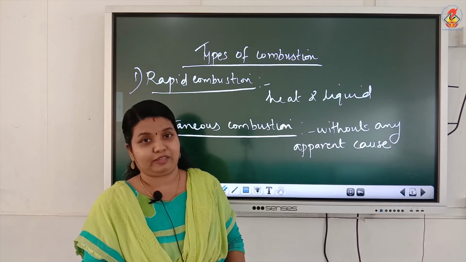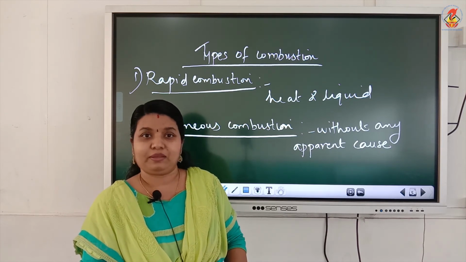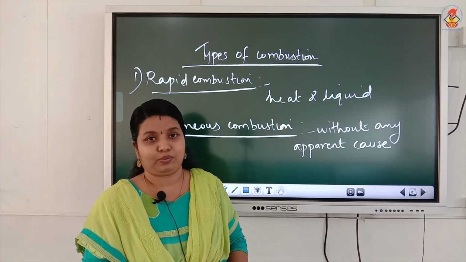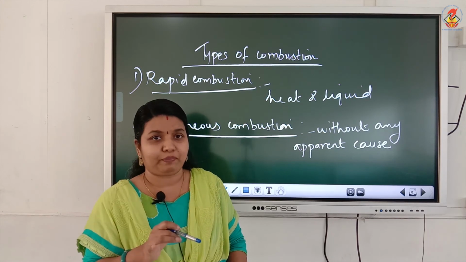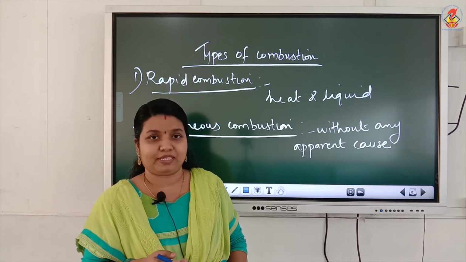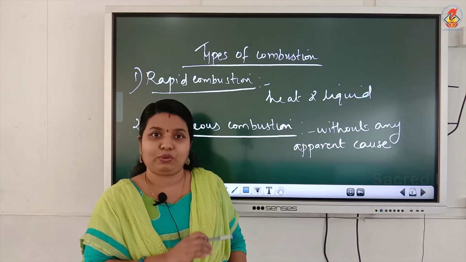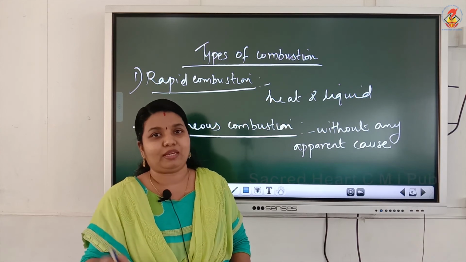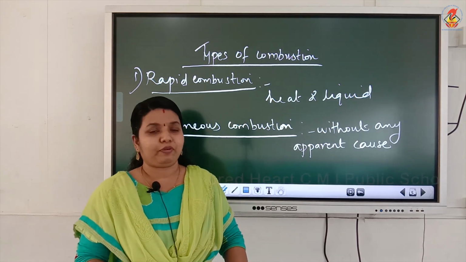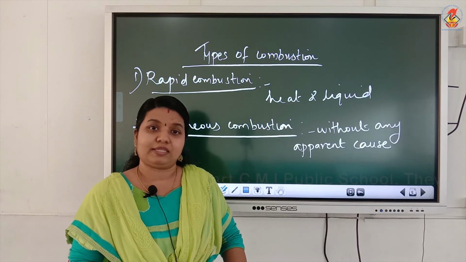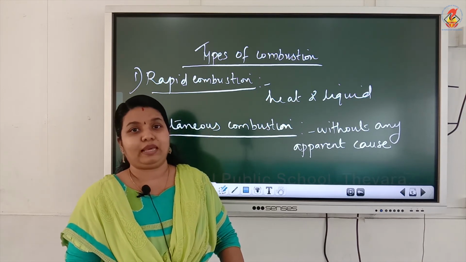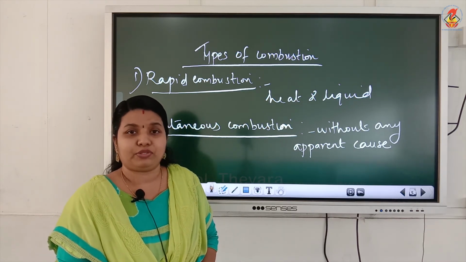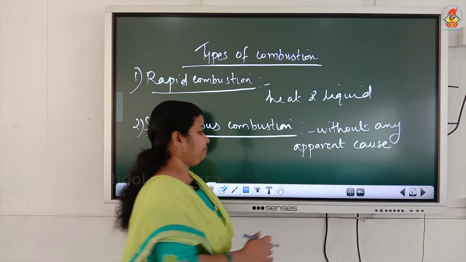It is the type of combustion in which the material suddenly bursts into flames without an apparent cause. Without an apparent cause is very important. In all types of combustion the substance bursts into flame, but here there is no apparent cause, no heating, no ignition; the substance catches fire when it comes in contact with oxygen. That is known as spontaneous combustion. Example is burning of phosphorus in air at room temperature.